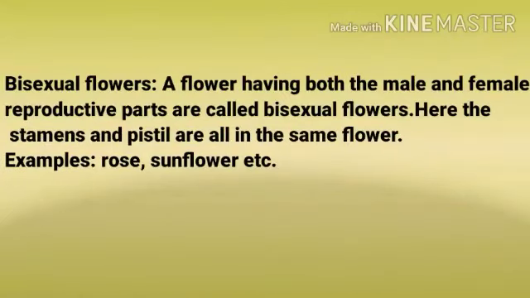Bisexual flowers. A flower having both the male and female reproductive parts is called a bisexual flower. Here, the stamens and pistil are all in the same flower. Examples, rose, sunflower, etc. This completes our chapter number 4, pollination.